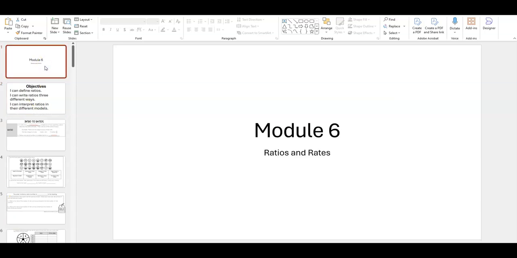We have started learning about ratios and rates. This is something that might be new to you. It is not something they usually go over in elementary school, but you will be using ratios and rates through the rest of your middle school math career. So it's really important that we understand what a ratio is and a rate and how to use them.